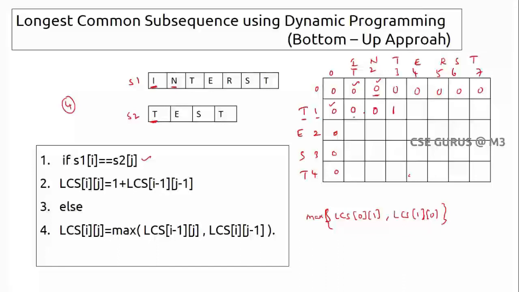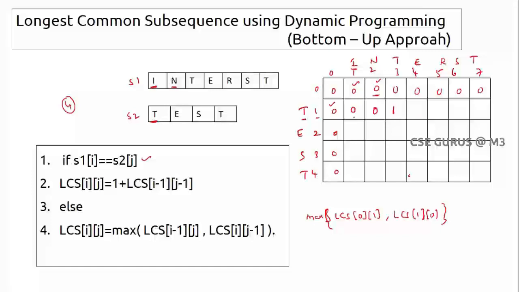Okay, now we can conclude like this. If characters are not matching, check for the maximum of these two. If characters are matching, then 1 plus the previous value, the top left diagonal, I mean the previous diagonal on the top in the left. Okay, yeah, here also you can see.